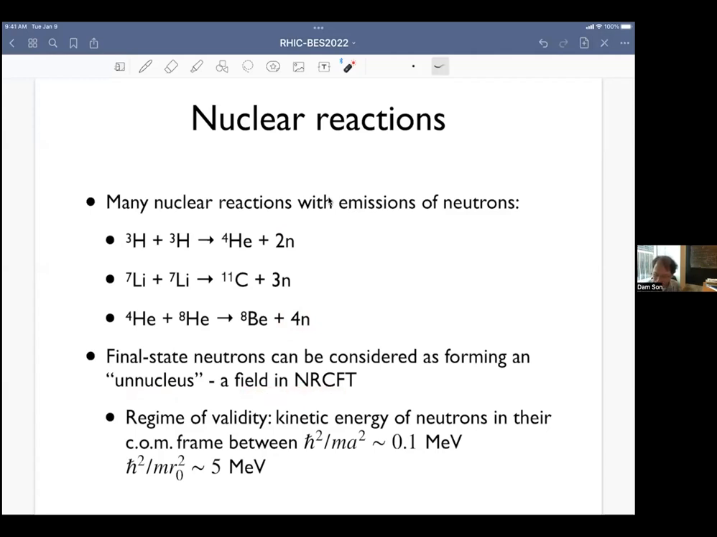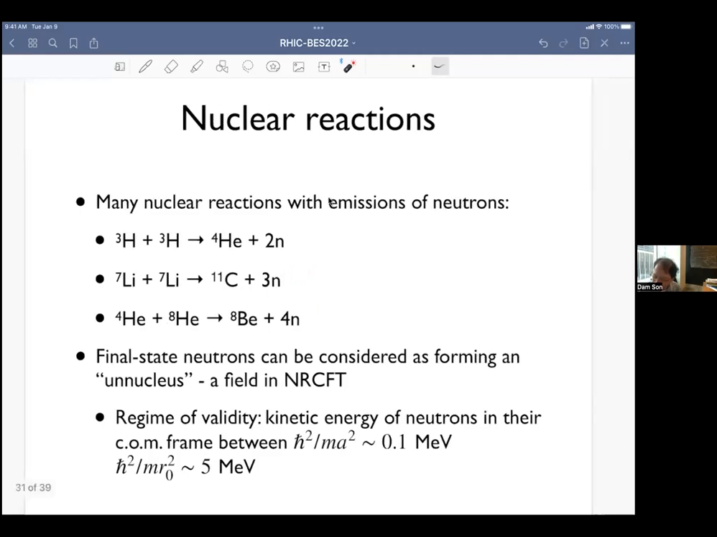non-relativistic conformal field theory. The regime of validity of this picture is when the kinetic energy of the neutrons is between 1 over a squared, which is about 0.1 MeV, and 1 over R0 squared. R0 is the effective range of the interaction, which is about a few MeV. So we have a rather large range of energy in which the neutrons interact with each other as if they are fermions at unitarity.